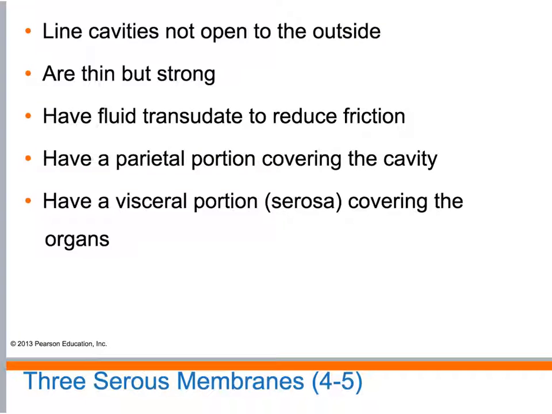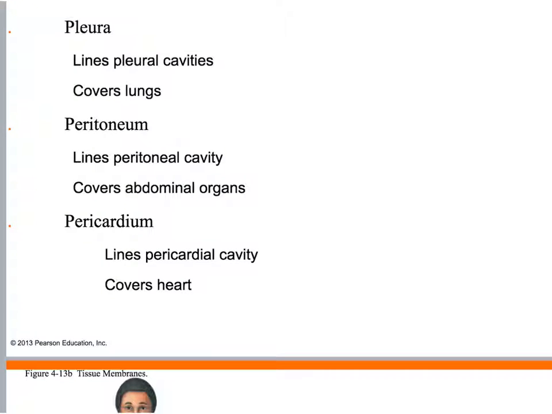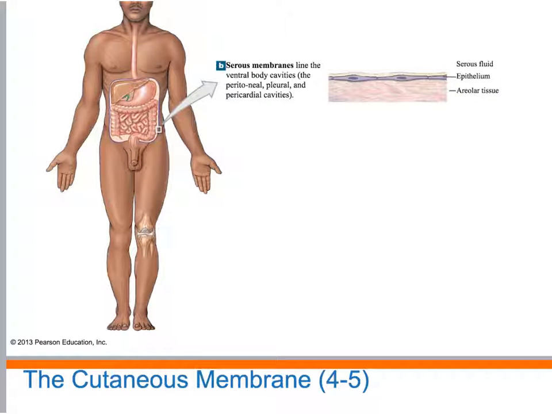Now, next is the serous membranes. They line cavities not open to the outside world. They are thin and strong. They include the pleura that lines the pleural cavities and covers the lungs, the peritoneum that lines the peritoneal cavities and covers the abdominal organs, and the pericardium that lines the pericardial cavity and covers the heart. This illustrates the serous membranes.